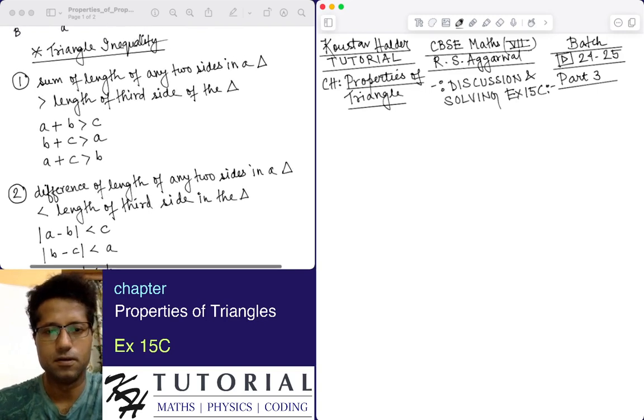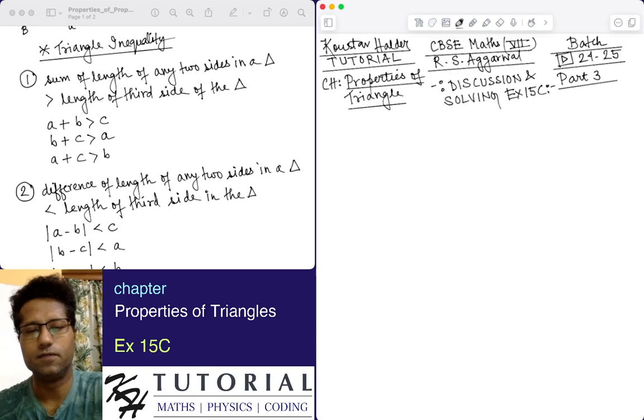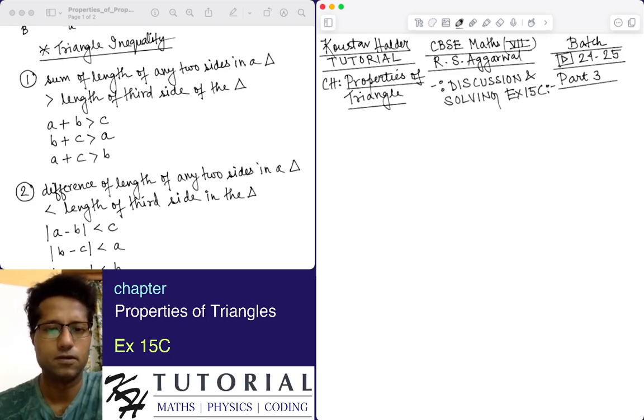So the main triangle inequality is that the sum of length of any two sides is greater than the length of the third side. I am not sure about the proof of this inequality. It is not given in the book, and I guess from this main inequality, the second inequality has been derived. That is, the difference of length of any two sides is always less than the length of the third side. Okay, so these are the two triangle inequalities.